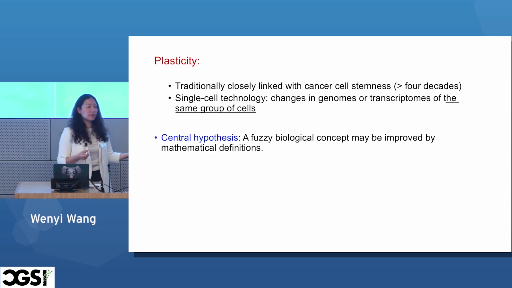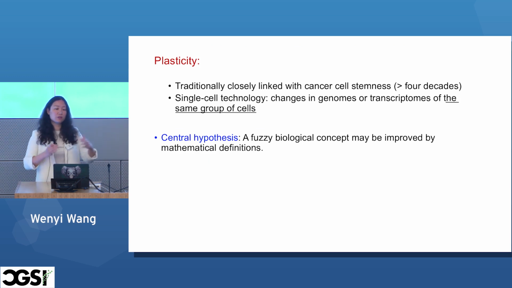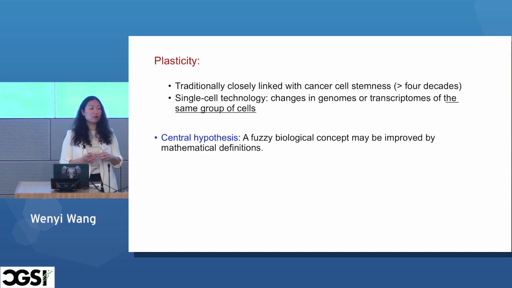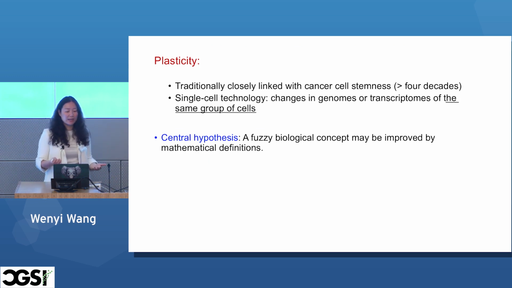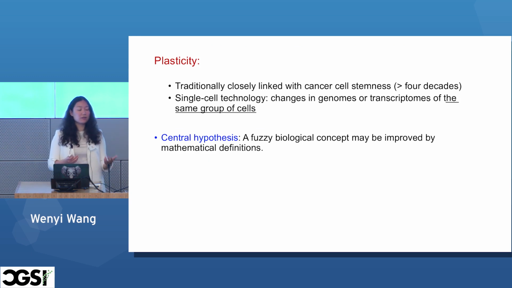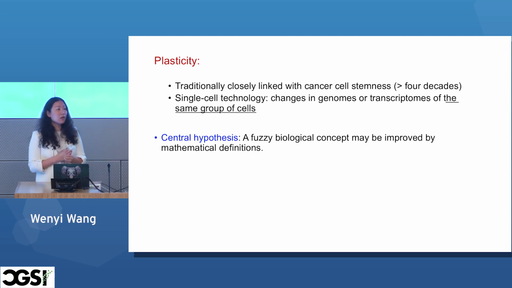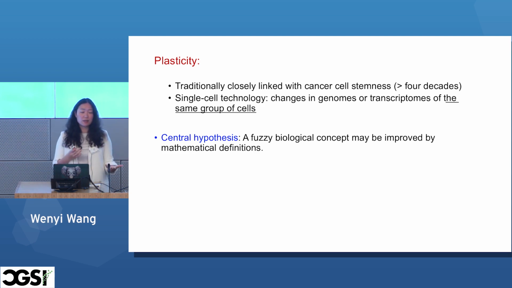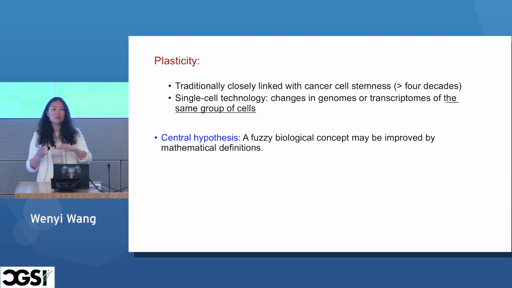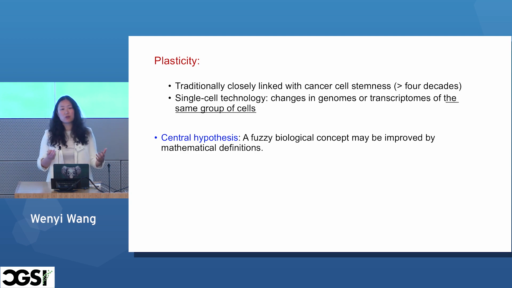The cancer cell's ability to respond or not respond to treatment, varying over time or space, has a traditional name called plasticity. And plasticity has been closely linked with cancer cell stemness, a concept that was introduced more than 40 years ago. The plasticity in cancer cell stemness sort of hit a wall. It got the popularity, but went down because of all the controversial observations people have been observing.